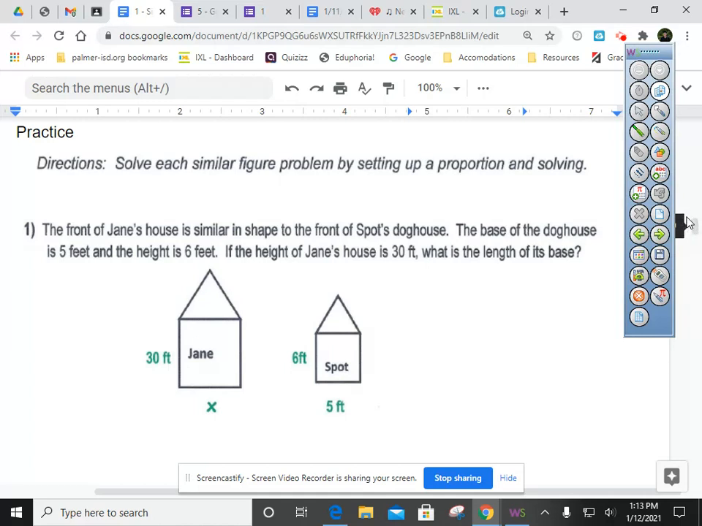Solve each similar figure problem by setting up a proportion and solving. The front of Jane's house is similar in shape to the front of Spot's doghouse. The base of the doghouse is 5 feet and the height is 6. If the height of Jane's house is 30 feet, what is the length of its base? What is our proportion?